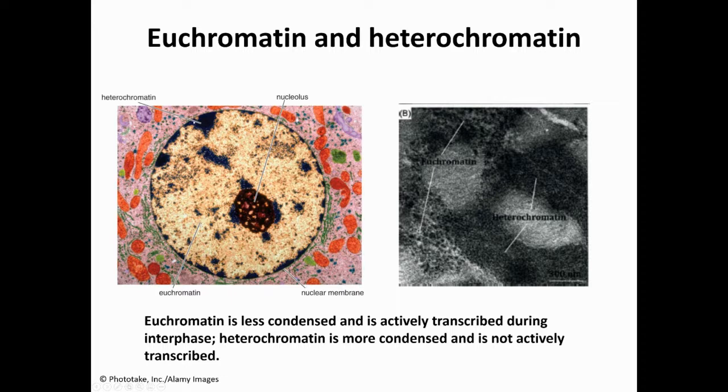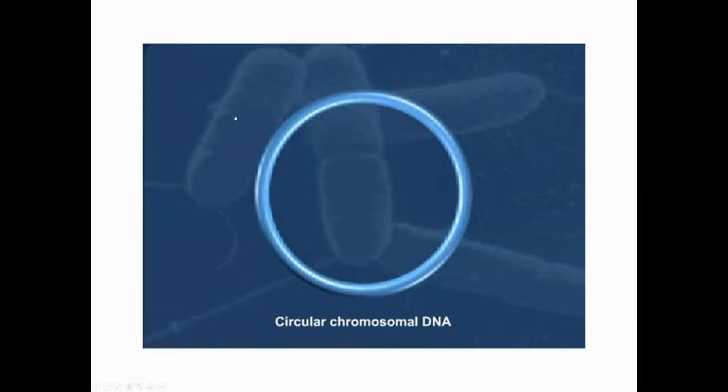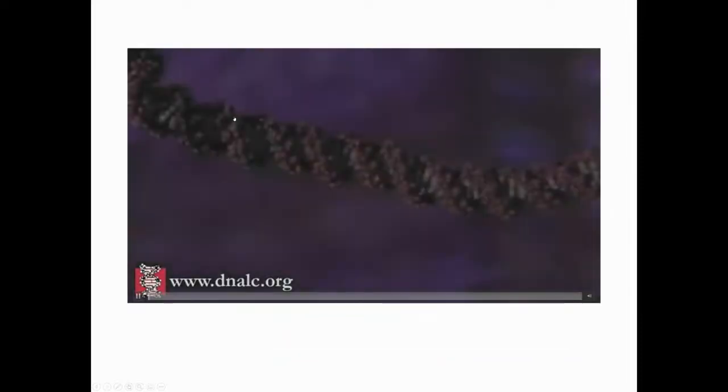Euchromatin and heterochromatin. Basically, euchromatin is normally less condensed, and the genes in this region are actively transcribed. Heterochromatin is more condensed and not actively transcribed. And this is just to show you two copies of the human chromosome. Then we'll skip it.